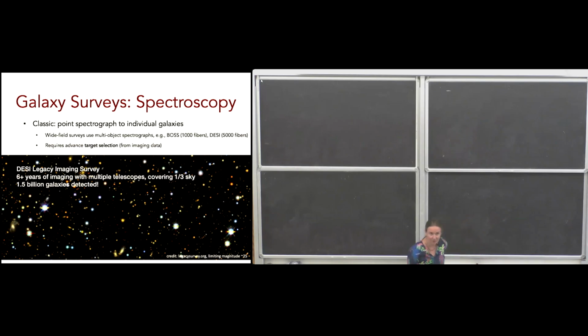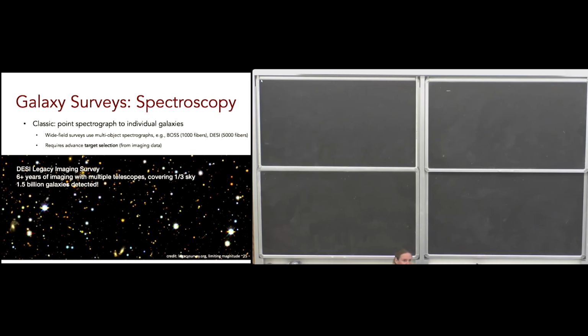To get the DESI survey going, there was the Legacy Imaging Survey, which consisted of 6 years of imaging with multiple telescopes covering about a third of the sky. And here's an example graph of what this Legacy Survey data looks like. It typically reaches a limiting magnitude around 25 over a third of the sky. So in that, there are about 1.5 billion galaxies detected.